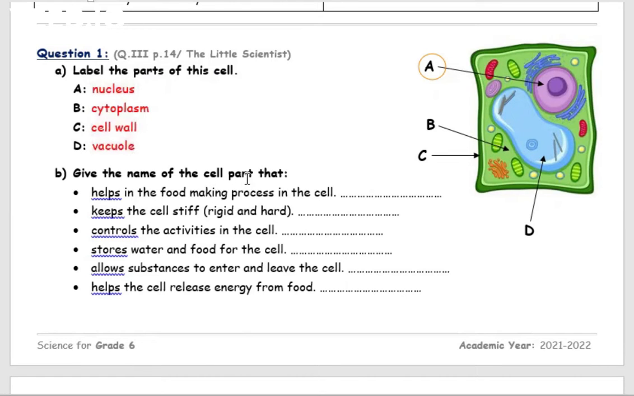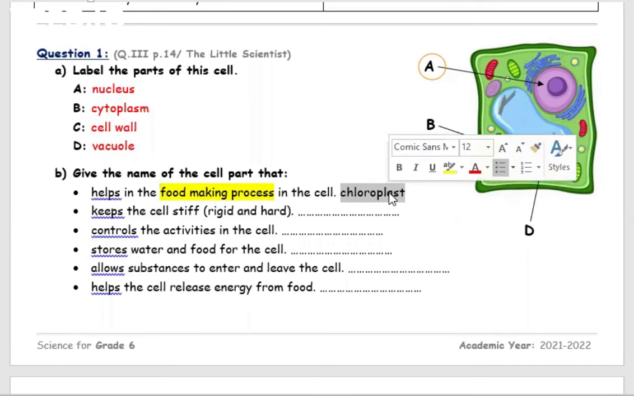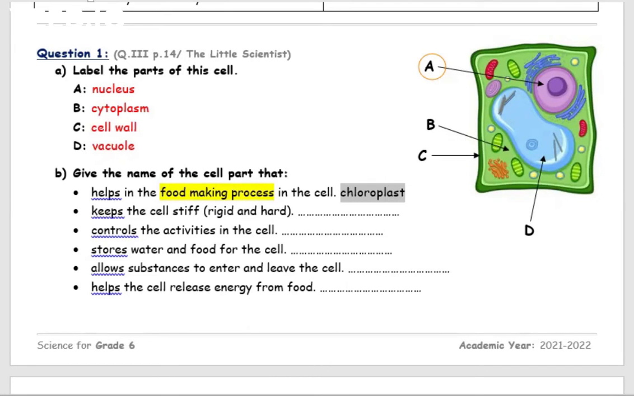Give the name of the cell part that helps in the food making process in the cell. Food making process is photosynthesis that all green plants go through. So which organelle helps in photosynthesis? It is for sure the chloroplast, the green chloroplast. The chloroplasts catch sunlight needed for photosynthesis. Without sunlight energy, photosynthesis cannot happen.